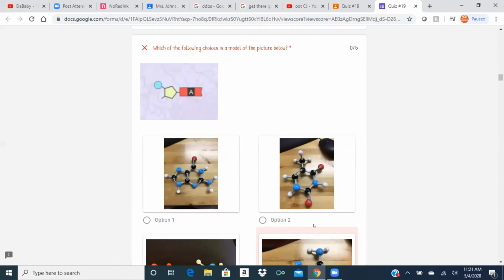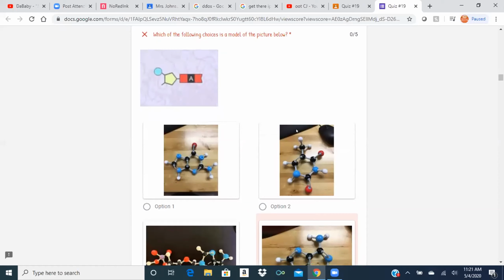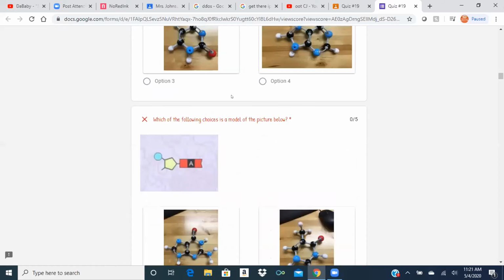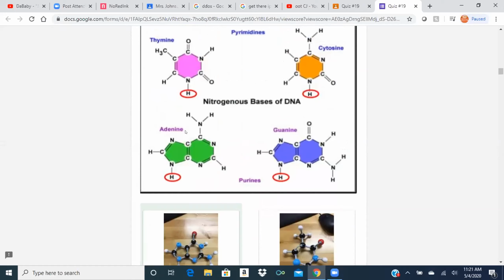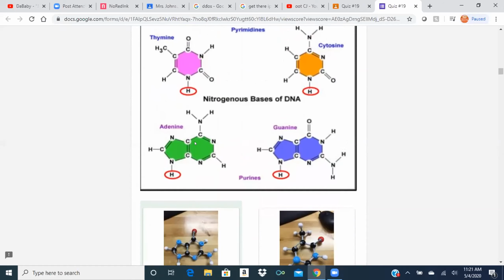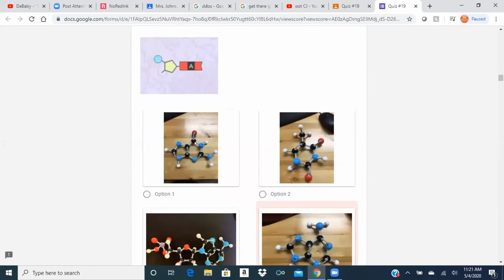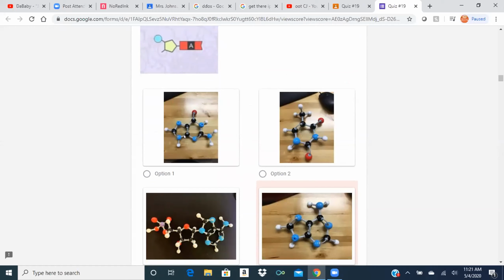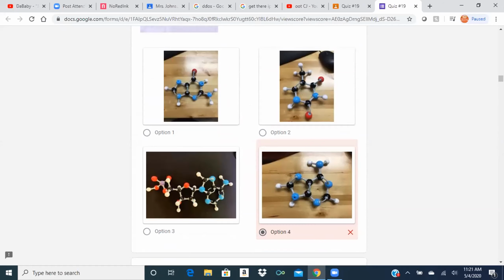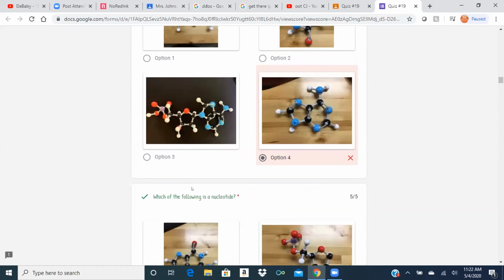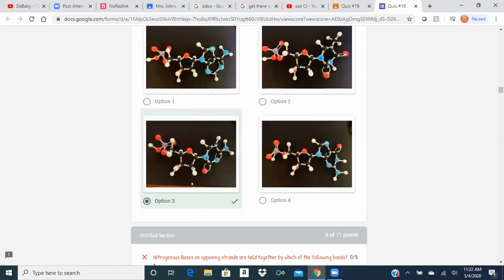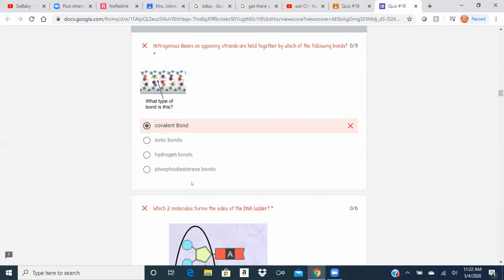Which of the following choices is a model of the picture below? It's adenine. Let me go back. All right. A little tip: look at the options before you go back. Is this one, option 1? That would be if it was only the red part, but there's more. Or my bad, option 3 then, because it's a full nucleotide. Okay. The nitrogenous base.